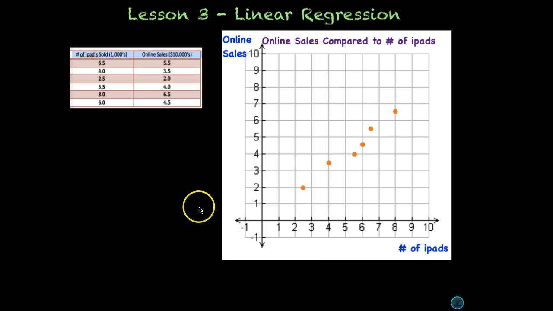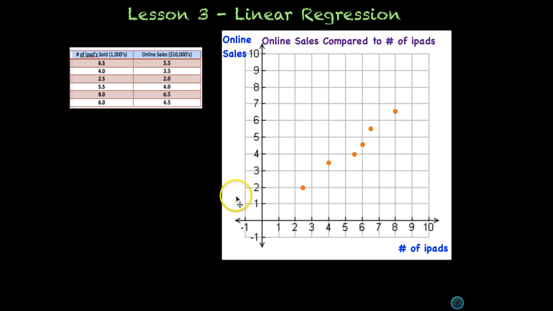Okay, so what I've done is I've created my graph. I've made sure to include my labels, number of iPads, online sales, and then given it a title, online sales compared to number of iPads. I've taken each of these points and I've made a dot here. I plotted that point. So I've got 6.5, 5.5. You can see that is right here. 4.0 and 3.5 is right here, and so on.